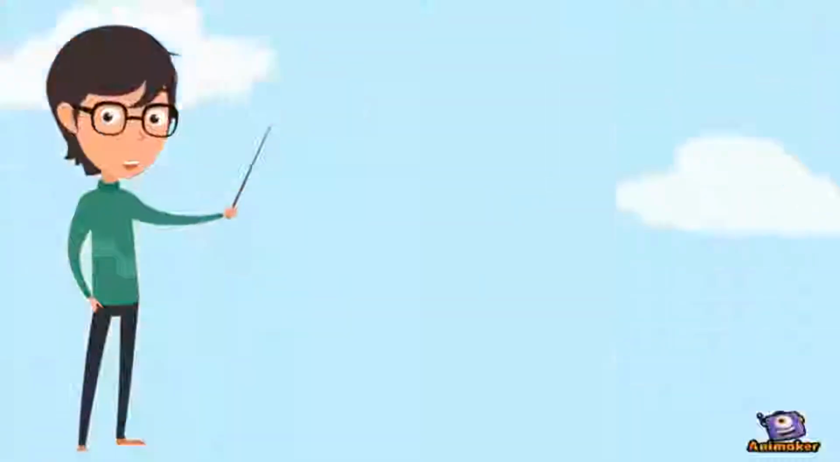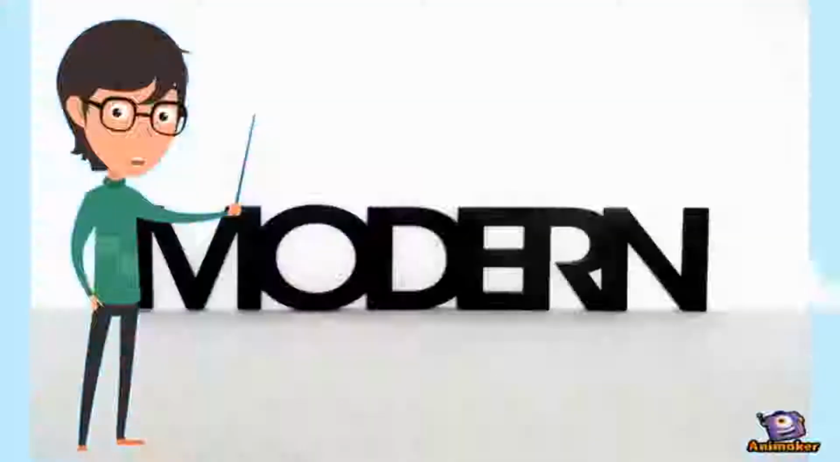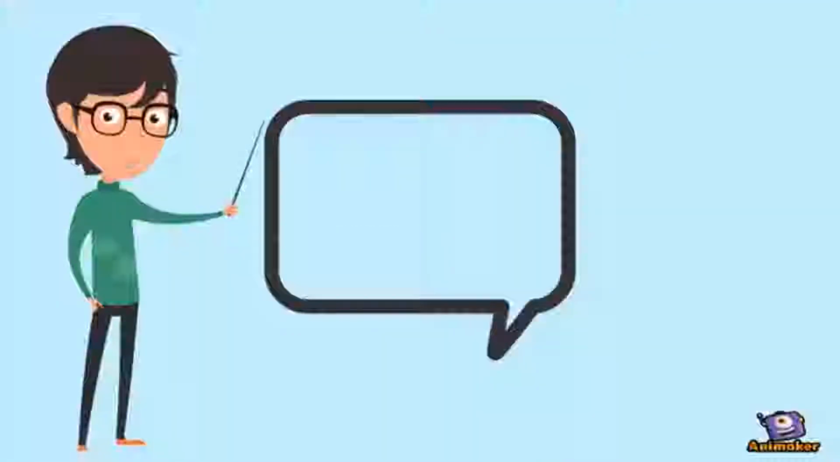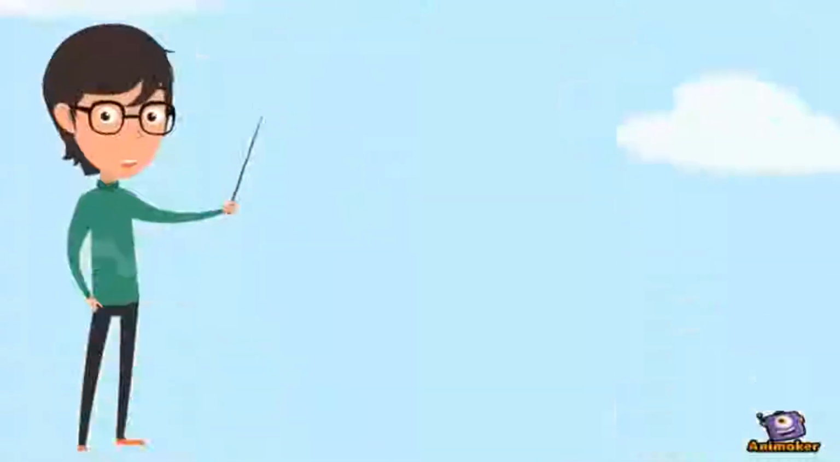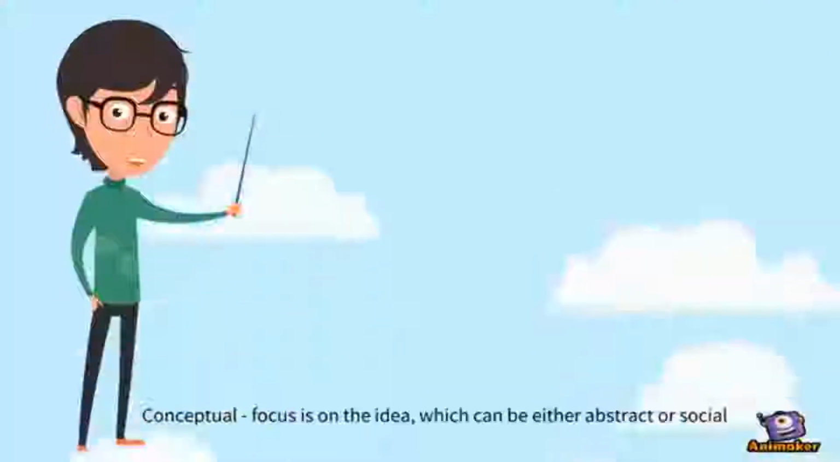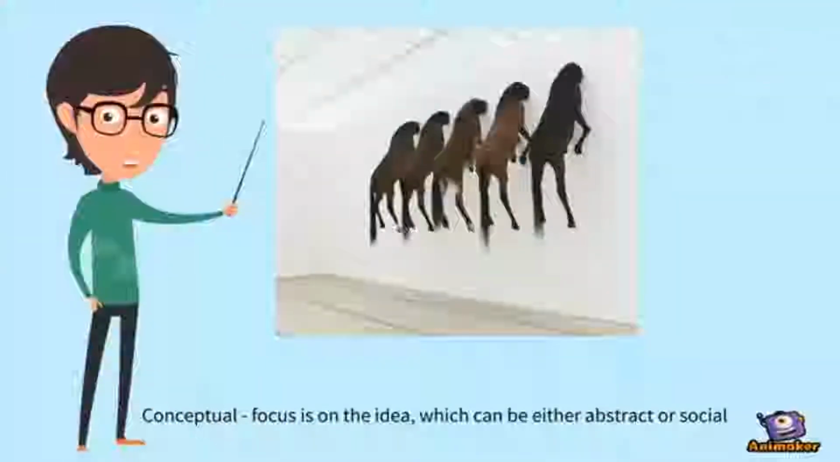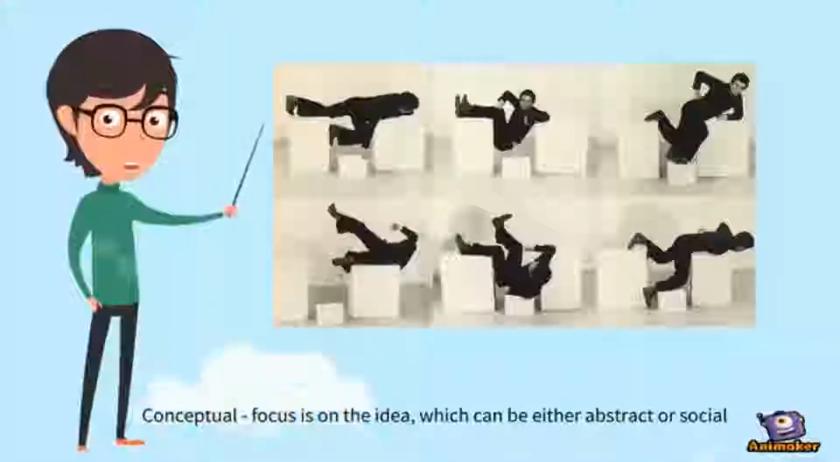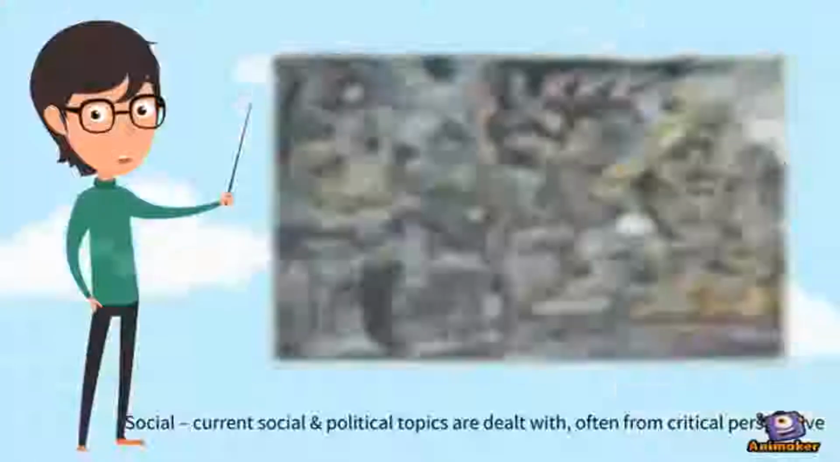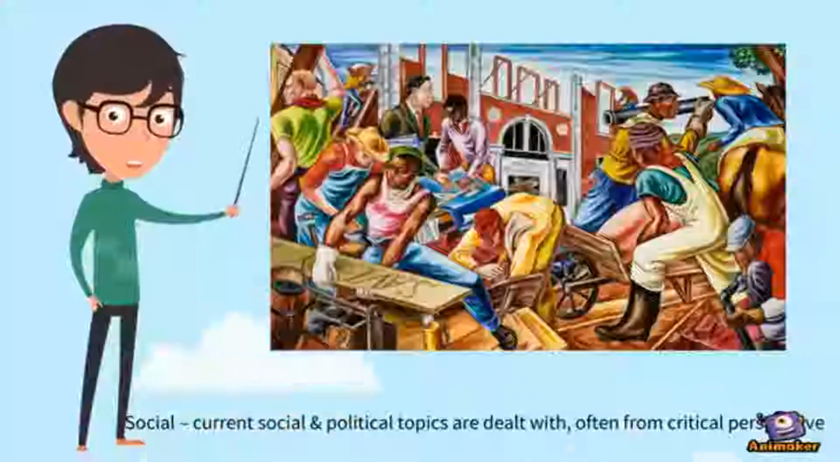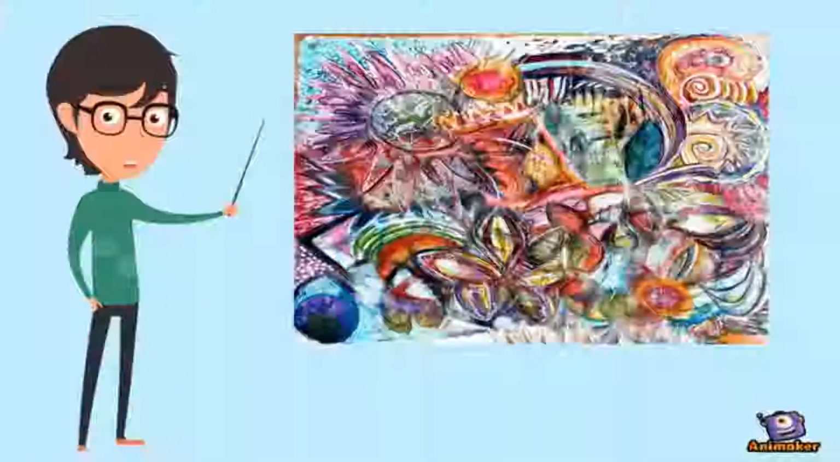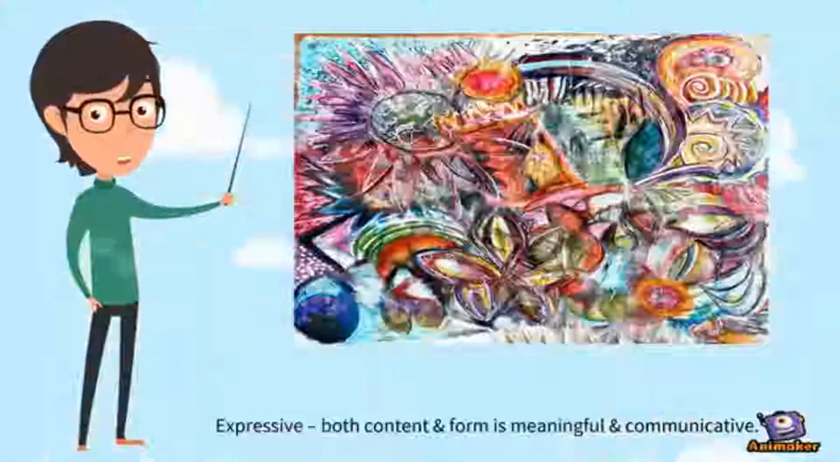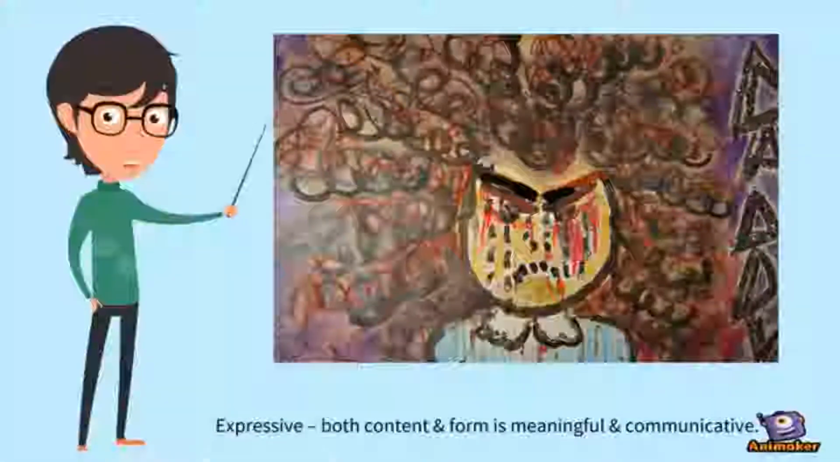Deepening. Contemporary art differs from modern and traditional art, thus it is relevant to ask if different methods should be used for teaching. Conceptual focuses on the idea, which can be either abstract or social. Social: current social and political topics are dealt with, often from a critical perspective. Expressive: both content and form are meaningful and communicative.